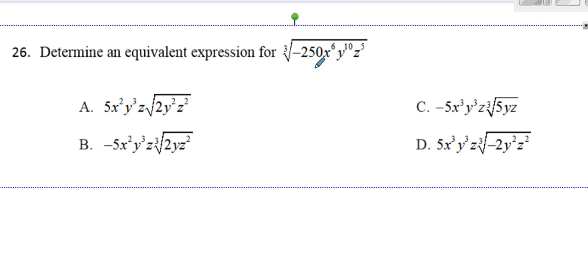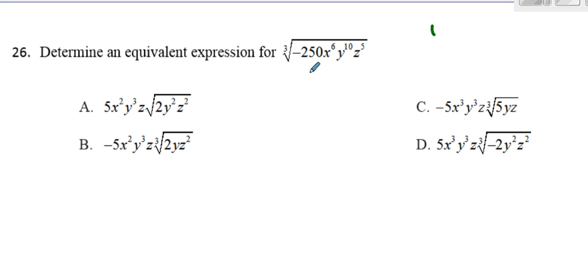Simplifying a cube root. 250 is not a perfect cube, but 125 is. 125 times 2. We know the cube root of 125 is 5, and since it's negative, you'll be a negative 5. And then that 2 would stay inside our cube root. Looking at our x to the 6, that's 2 pairs. We have 2 sets of 3. So x squared gets to come out. 6 divided by 3 is 2.